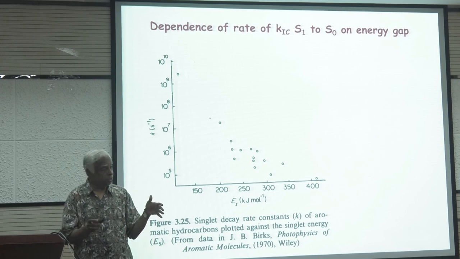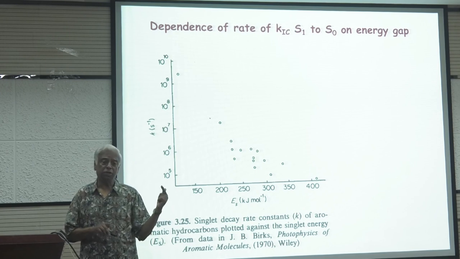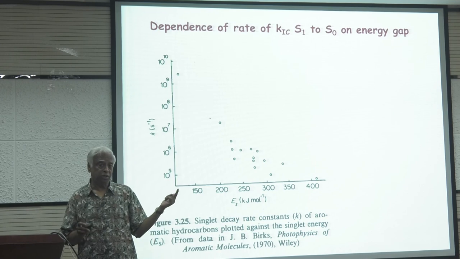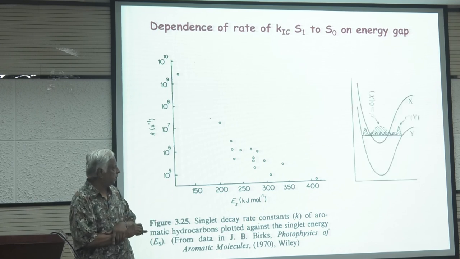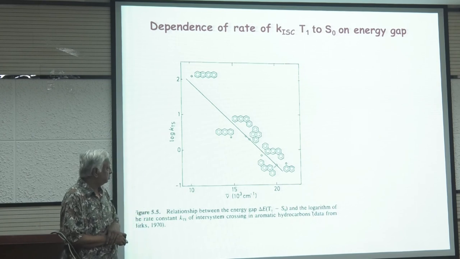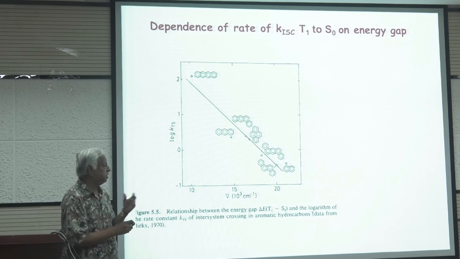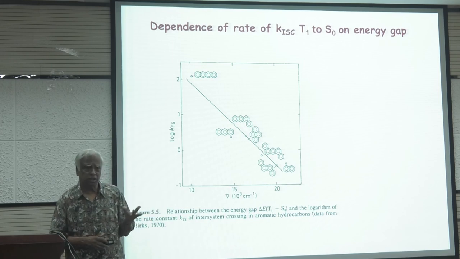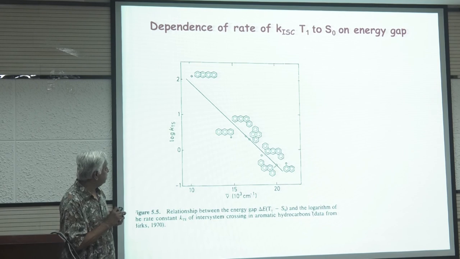What is controlling the radiationless transition is basically the energy gap between the two states involved in the transition. If the gap is large, it will be slow. If the gap is closer, it will be faster. Okay. Here is another one. You can see there is a whole bunch of molecules here, from this end to that end. And this is basically intersystem crossing. All these things are radiationless transitions. This is going from triplet back to the ground state.